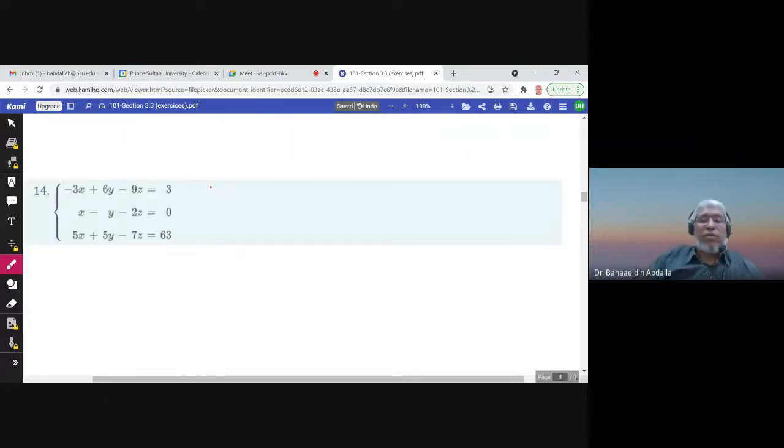Another system, the augmented matrix. Pause the video and try to solve it by yourself. You have to practice because it's easy to make mistakes here. This is the augmented matrix.